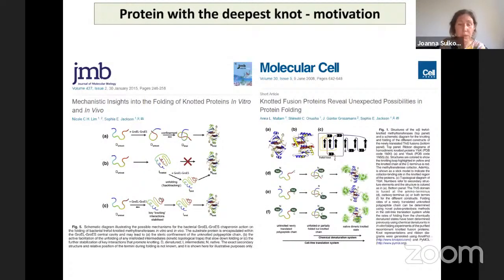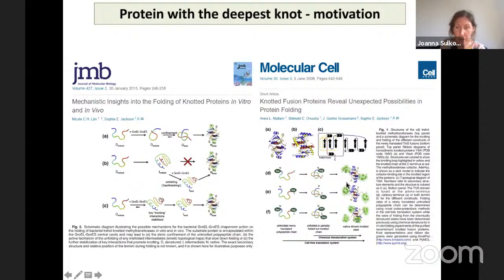However, there was an experiment conducted by Sophie Jackson from Cambridge. She was working on a similar protein, and she found out that the protein can self-tie. However, if you add what we call a chaperone, some kind of protein, it can help and speed up this process. Additionally, she made a very nice experiment. She attached two huge proteins or domains to both termini of the protein, and then she found out that this protein can still fold.